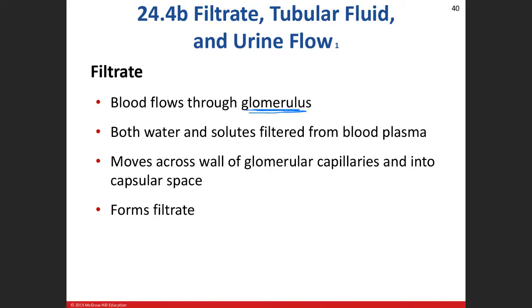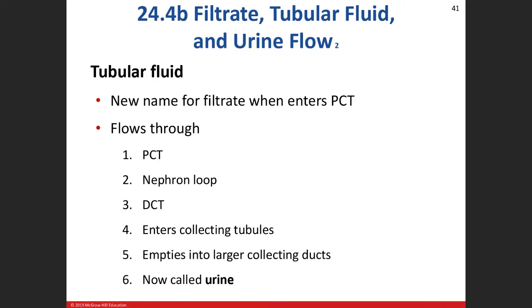If you have a lot of solutes, high amounts of sodium, high amounts of potassium, stuff that your body doesn't need, you'll see it accumulate in the filtrate. It's going to move across those glomerular capillaries into the Bowman space, or capsular space, and at that point, we call it filtrate. After that, it gets a new name.